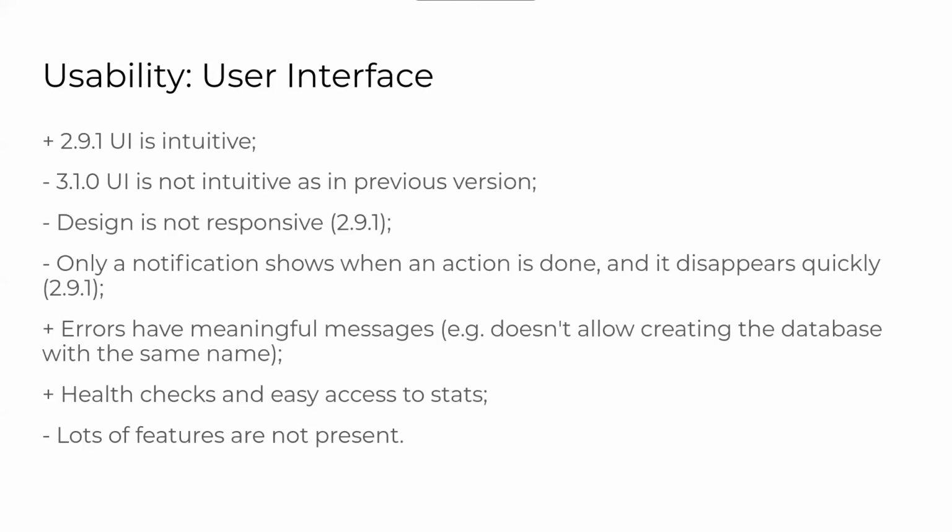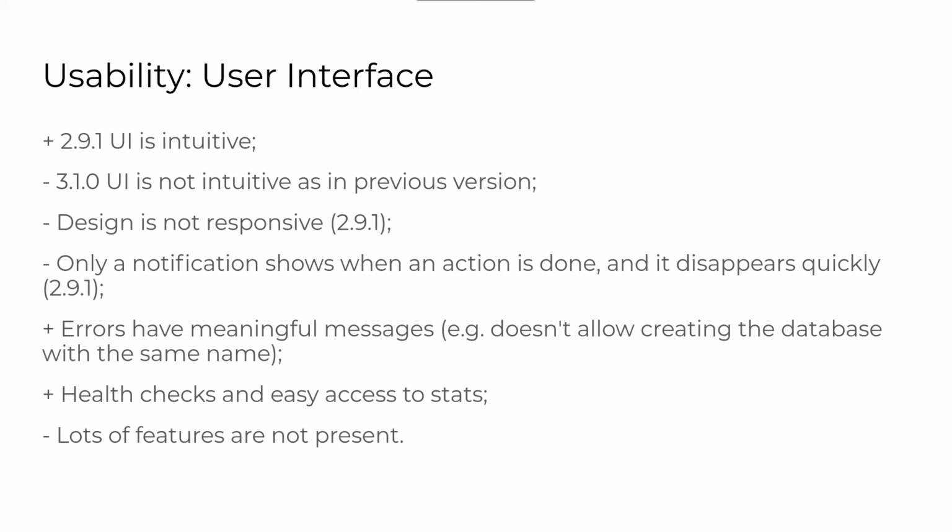So these are the differences between major versions. The interface in version 2.9.1 was really intuitive, but when we tried using 3.1.0, it wasn't. It probably had more functionality, but we couldn't do a simple task with it. So just stick to the 2.x version.